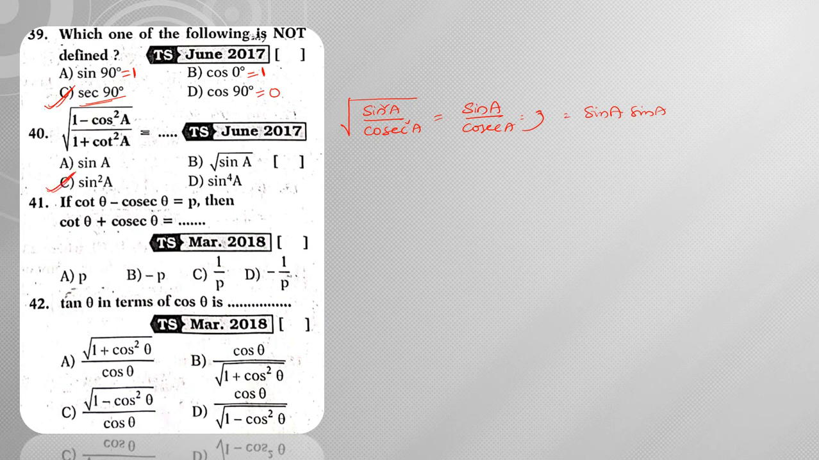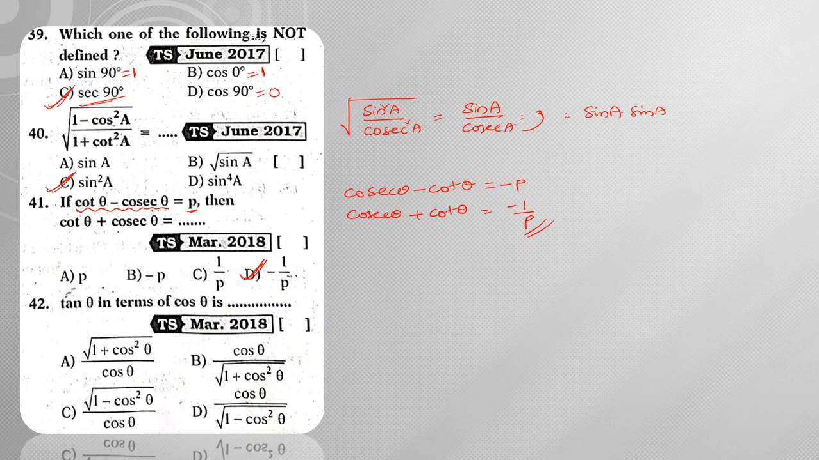Next, cot theta minus cosec theta is equal to P. But what is the rule we have? We have cosec theta minus cot theta. So cosec theta minus cot theta is equal to minus P. Then cosec theta plus cot theta is equal to its reciprocal, which can be written as minus 1 by P. Hence the answer is minus 1 by P. So here you should be careful: first comes cosec, then cot.